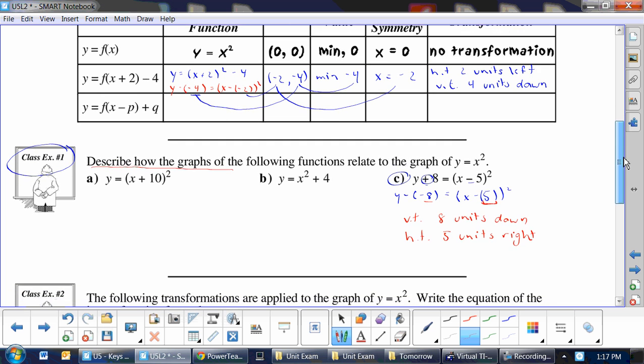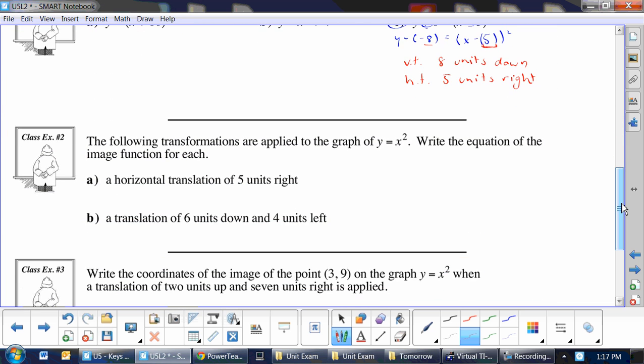Okay, so if we go to example 2, we'll do B together. And in this one, we're doing the opposite, right? They give it to us in words, and then we have to write the equation.